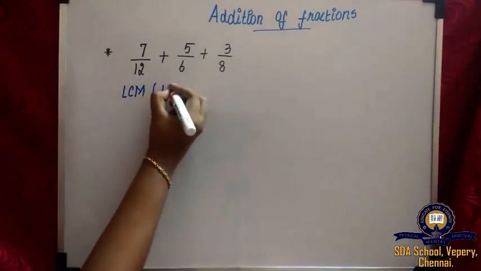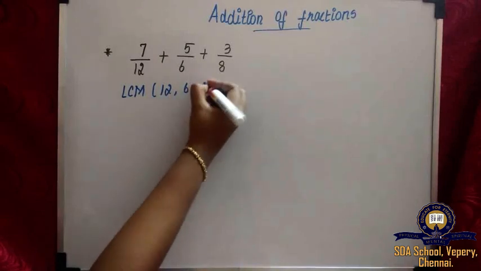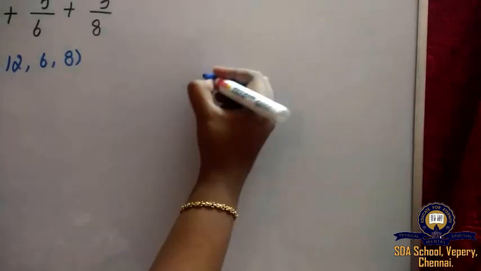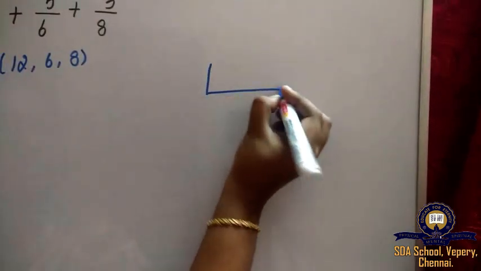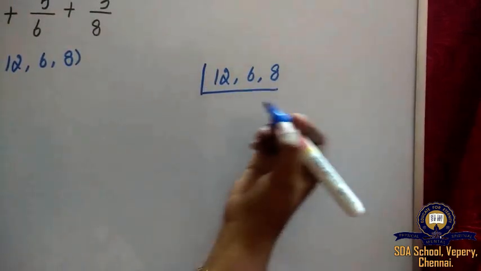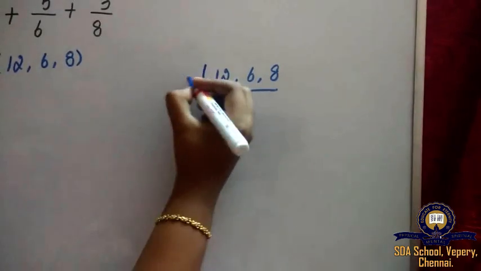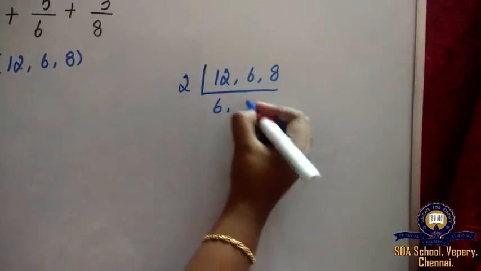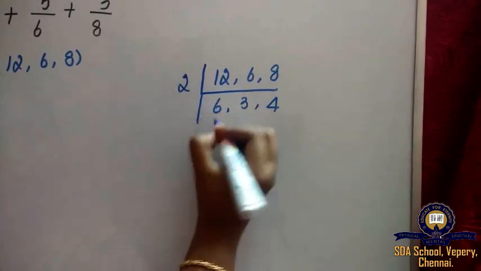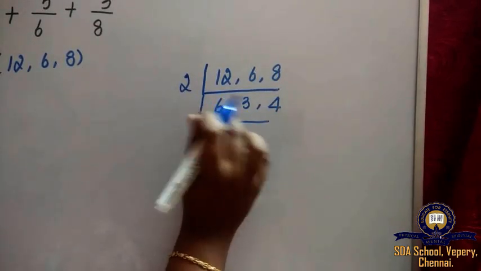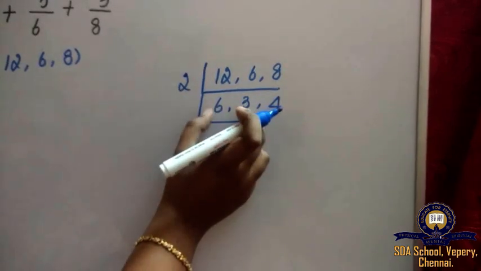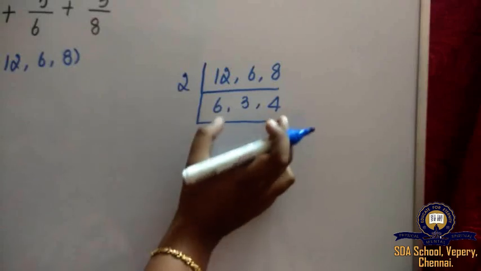So LCM of 12, 6 and 8. These three have the common factor 2. 2 6s are 12. 2 3s are 6. 2 4s are 8. 6, 3, 4. They three do not have a common factor. 6 and 3 have a common factor 3 and 6 and 4 have a common factor 2.